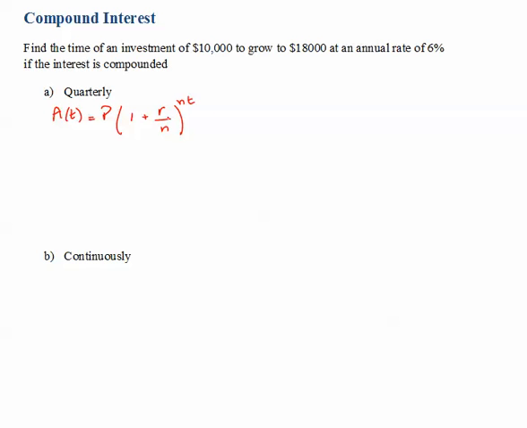Compounded quarterly means that every quarter of a year, which is 3 months, they calculate the interest, and that interest is added to the principal, and you get a new principal. Then they wait another 3 months to give you interest on interest and the principal. So for every 3 months they calculate the interest, add it to the principal, and do it again.